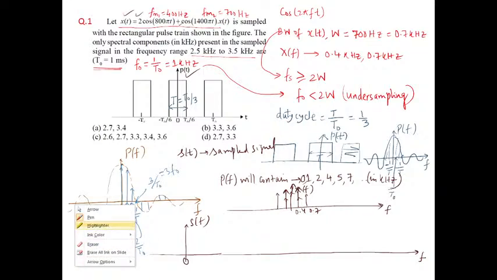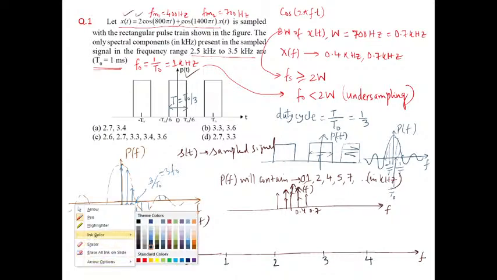Now, let us mark the frequencies first. This is 1 kilohertz, this is 2 kilohertz, then 3 kilohertz, then 4 kilohertz, and so on. So we have been asked to find out the frequency components between 2.5 kilohertz and 3.5 kilohertz. So we don't need to go beyond this 4 kilohertz.